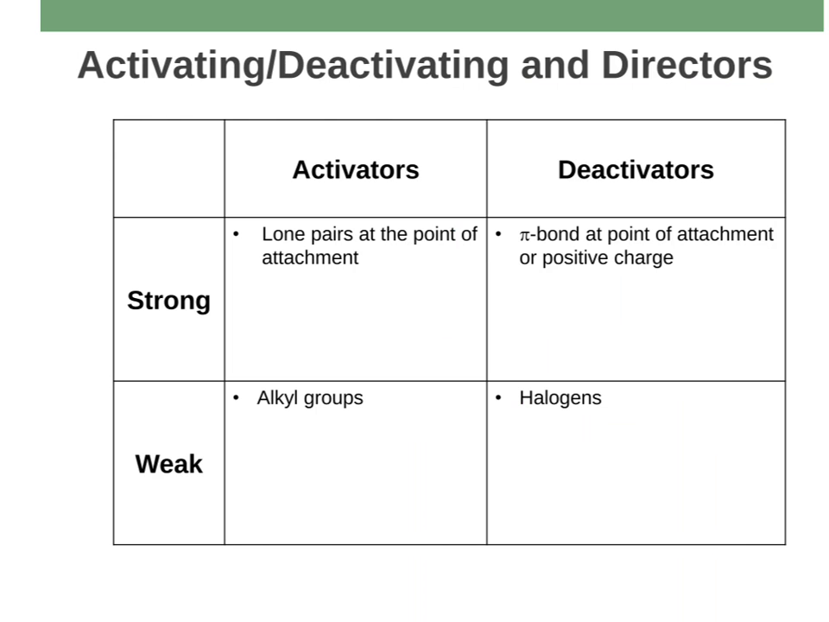So what we're going to do is make a chart. I'm going to reintroduce this chart here. We've already talked about the activators and deactivators, the strong and weak ones, in a previous video, but we're going to use the same table to organize our directors. What things are meta directors, what things are ortho-para directors. So I just want to go over this real quickly to remind you that the strong activating groups are things with lone pairs. So we're talking like an OH or an OCH3, any sort of ether group or nitrogen groups. Whatever it happens to be, as long as it has a lone pair at that point of attachment, then those are the strong activators.